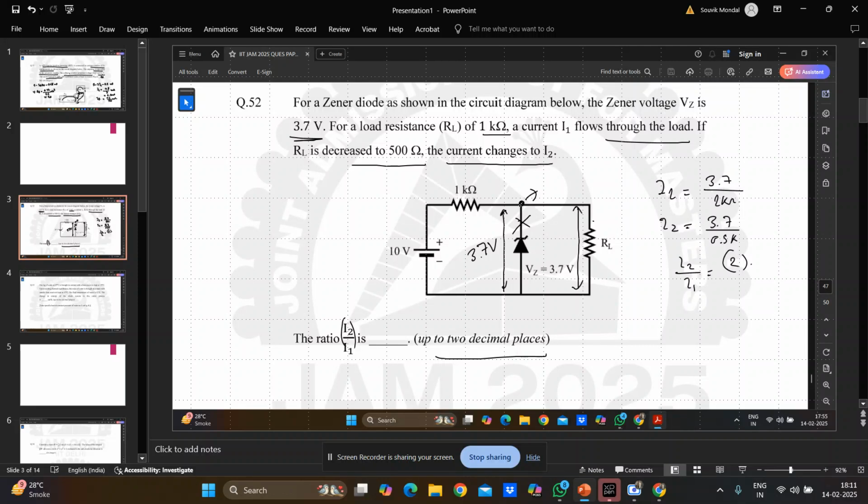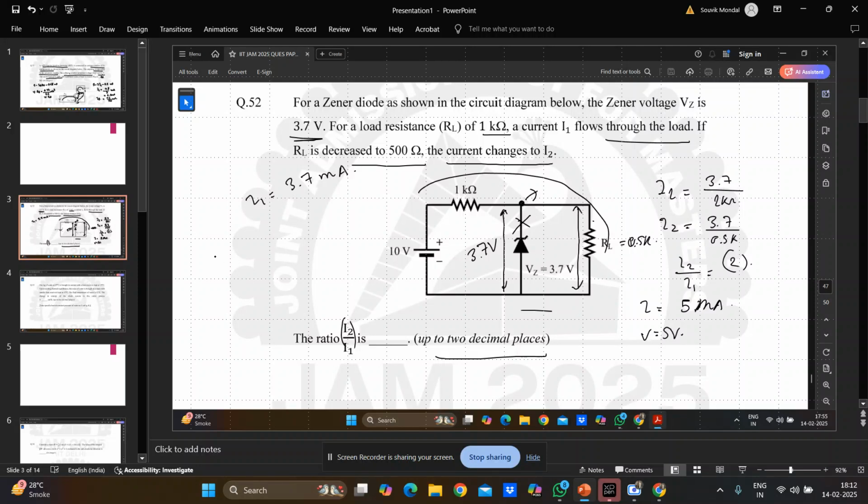Okay, so let's first check for RL equal to 1 kilo ohm. If there is no Zener diode, then the current flows in this fashion. So the current is 5 milliampere, right? So the voltage at this node is basically 5 volt. So 5 volt is definitely greater than 3.7, right? So it is operating in this case.